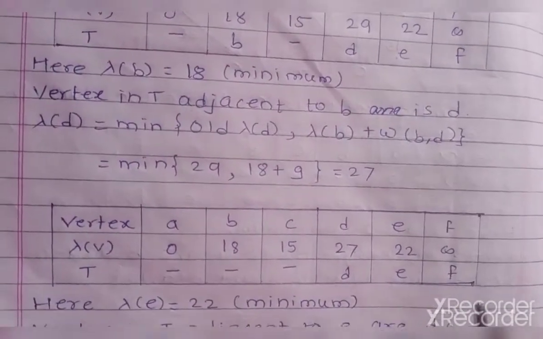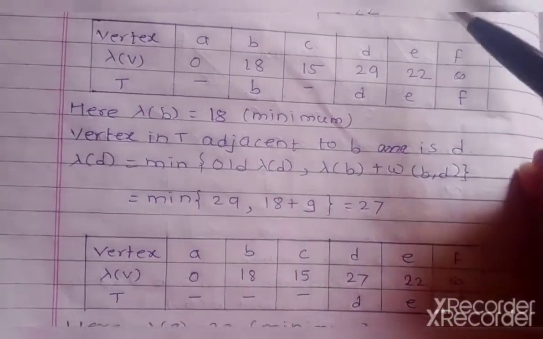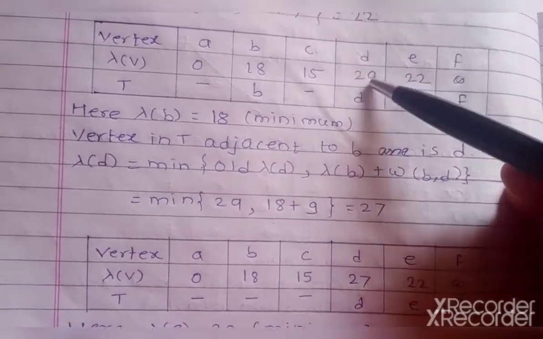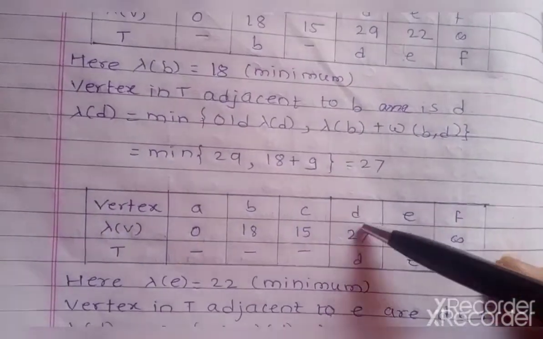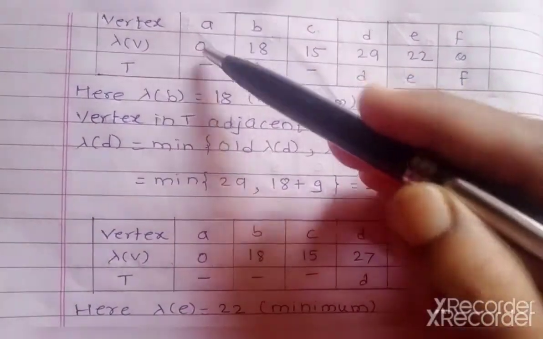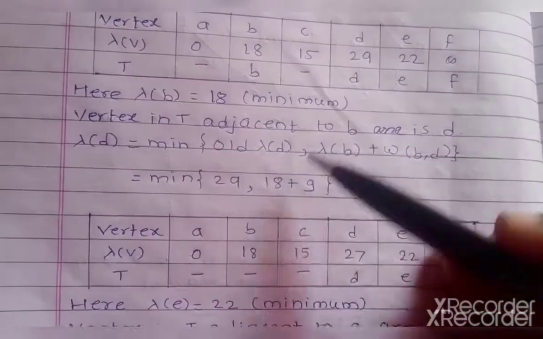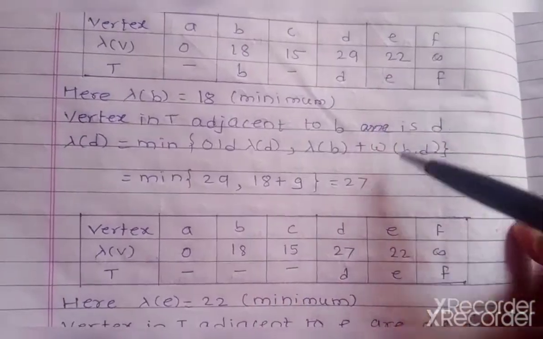Now in the next table we put the values of lambda D. Instead of 29 we replace it with 27, and the other values we write down as they are. So this one.